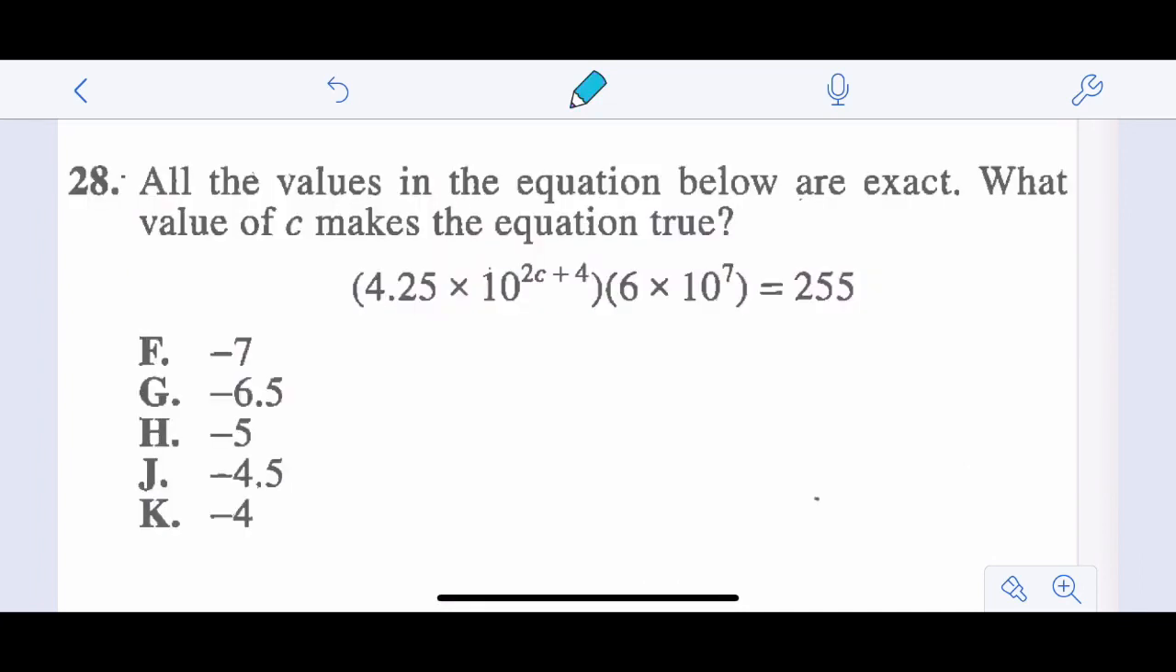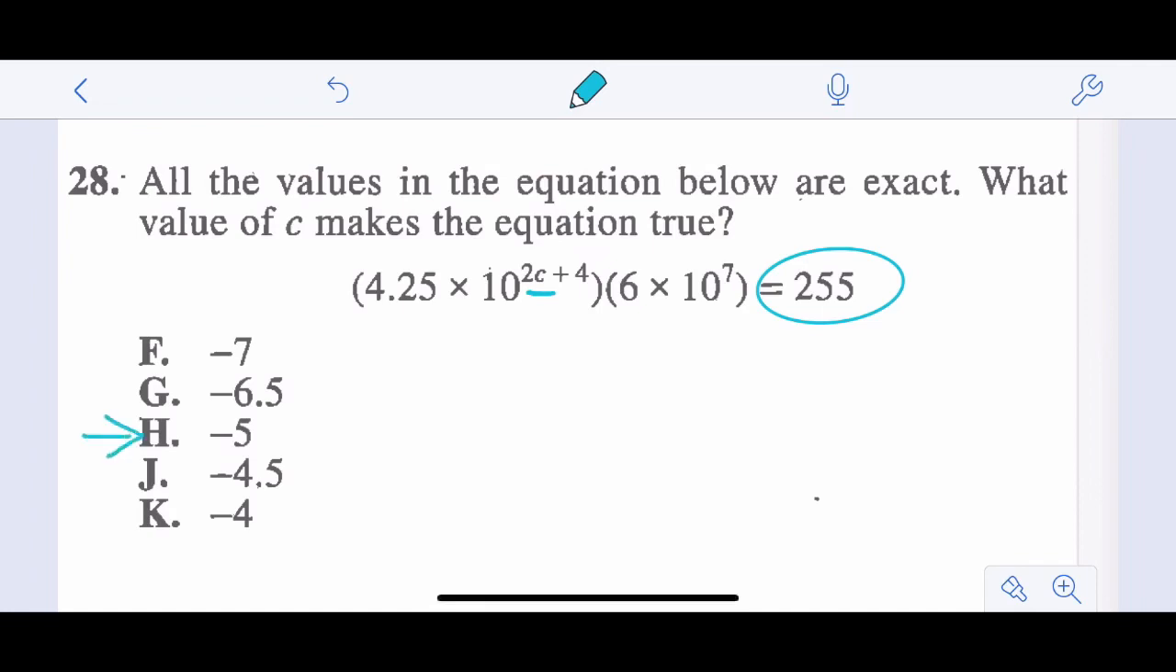Values in the equation below are exact. What values of C make the equation true? So what values of C, when plugged in, will equal 255? So you could solve this algebraically, but I'm going to go a faster method. What's faster for me anyway, I think, is plug in the answers.